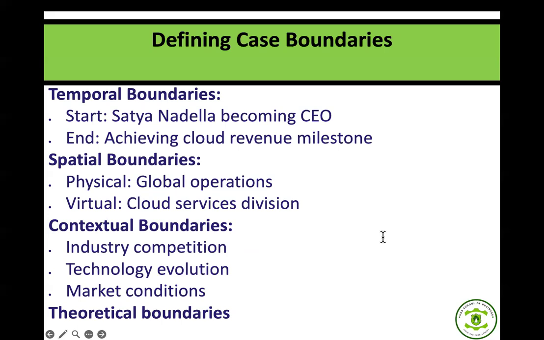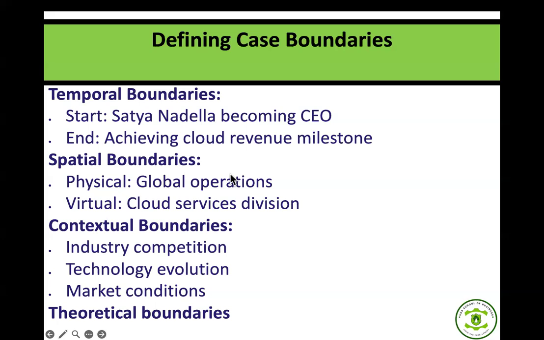Now, all case studies will have boundaries. Let's see how to set clear boundaries for your case study. There must be clear boundaries for each case study. So if we use Microsoft's transformation under Satya Nadella as an example, setting boundaries is crucial. It's like drawing a map around your research territory.